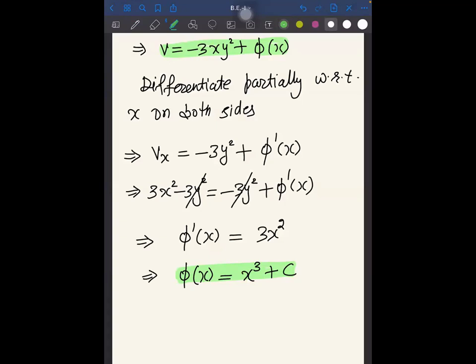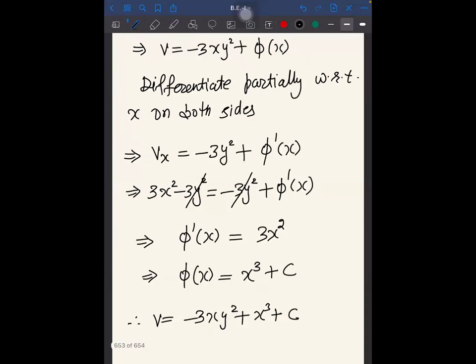So of course, in order to get the value of v, what are you going to do? You simply replace the value of phi x over there. Therefore, your v is equal to minus 3xy square plus the value of phi x, that means x cube plus c. So remaining, you want to prove that your v is harmonic as well. So what are you going to do? You simply check the Laplace equation, otherwise it is a polynomial, right?